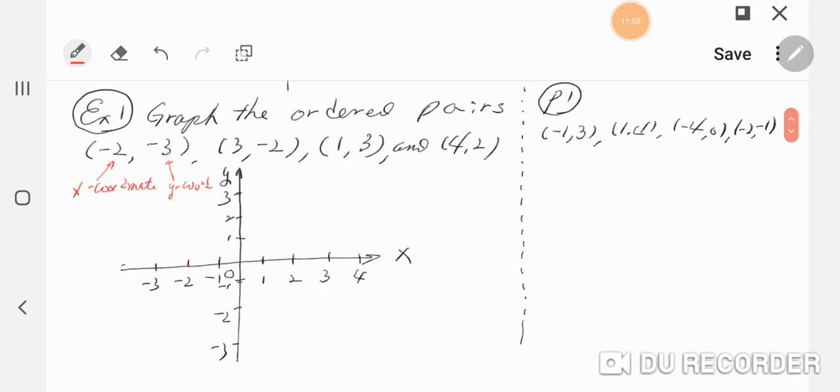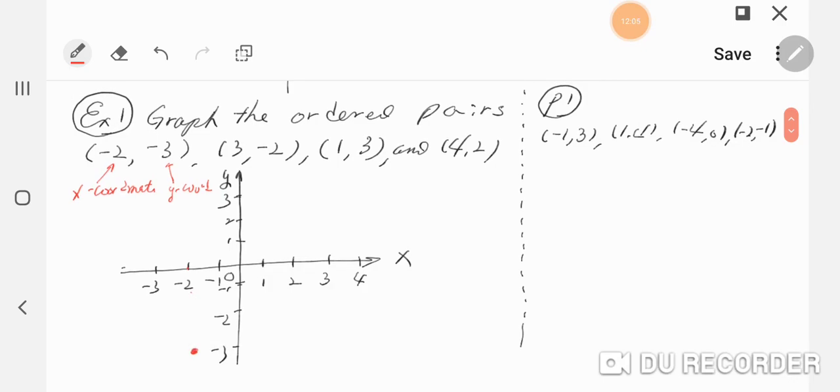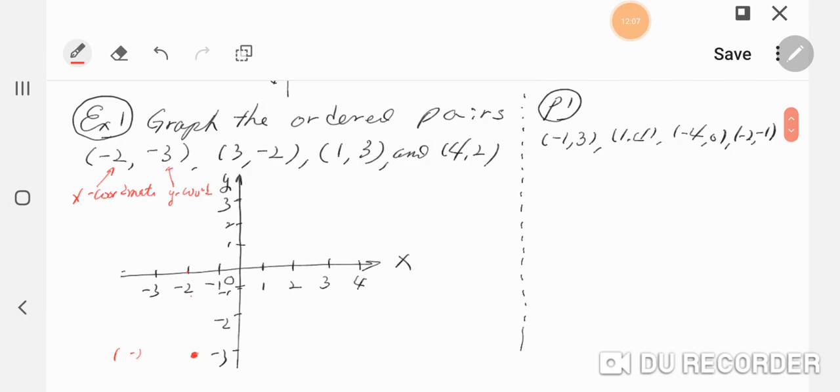And then the y value is -3. So from this one, we go down 3 units. 1, 2, 3 units down. So this is the location, the graph of this point.